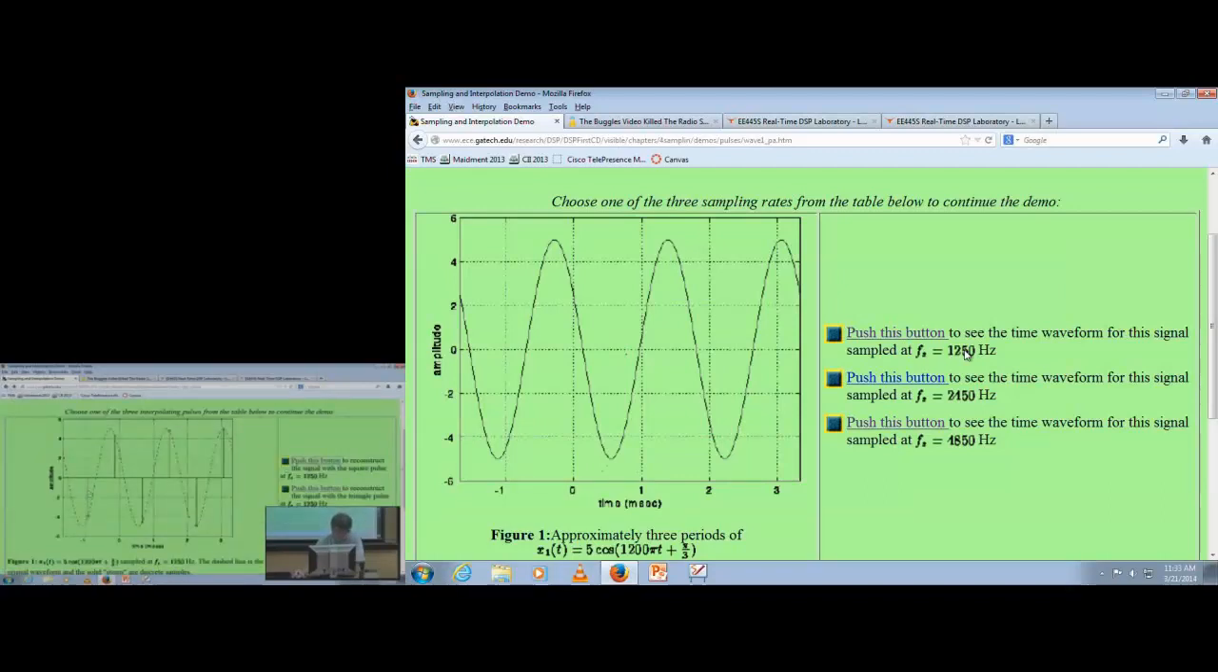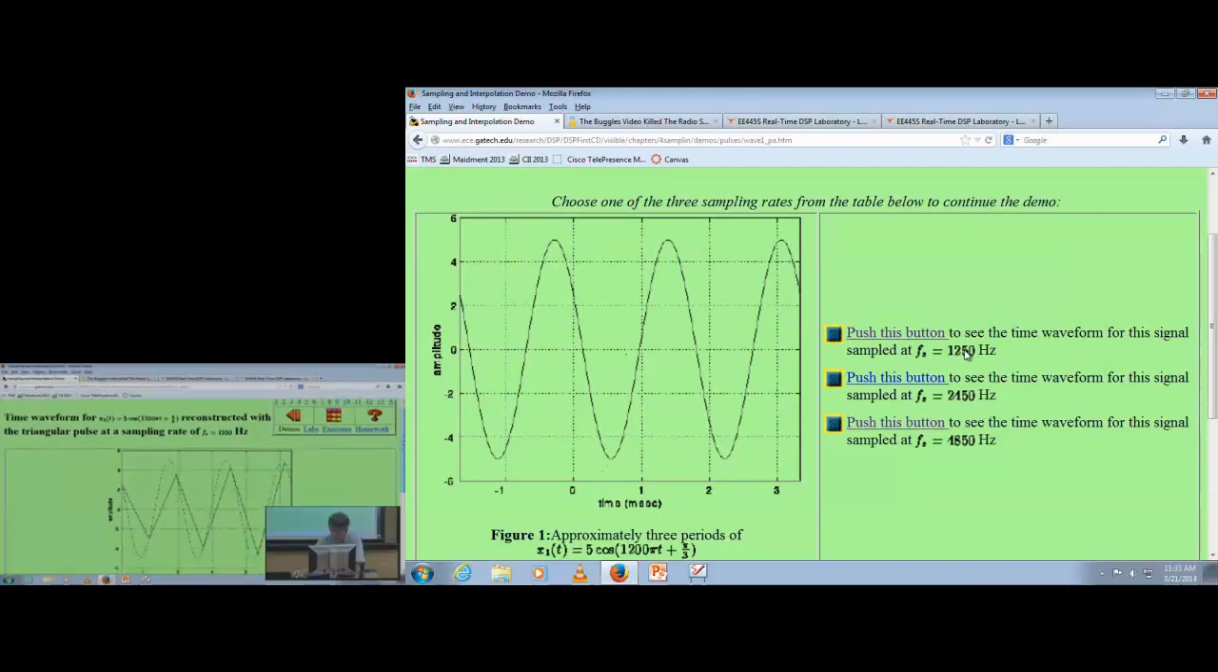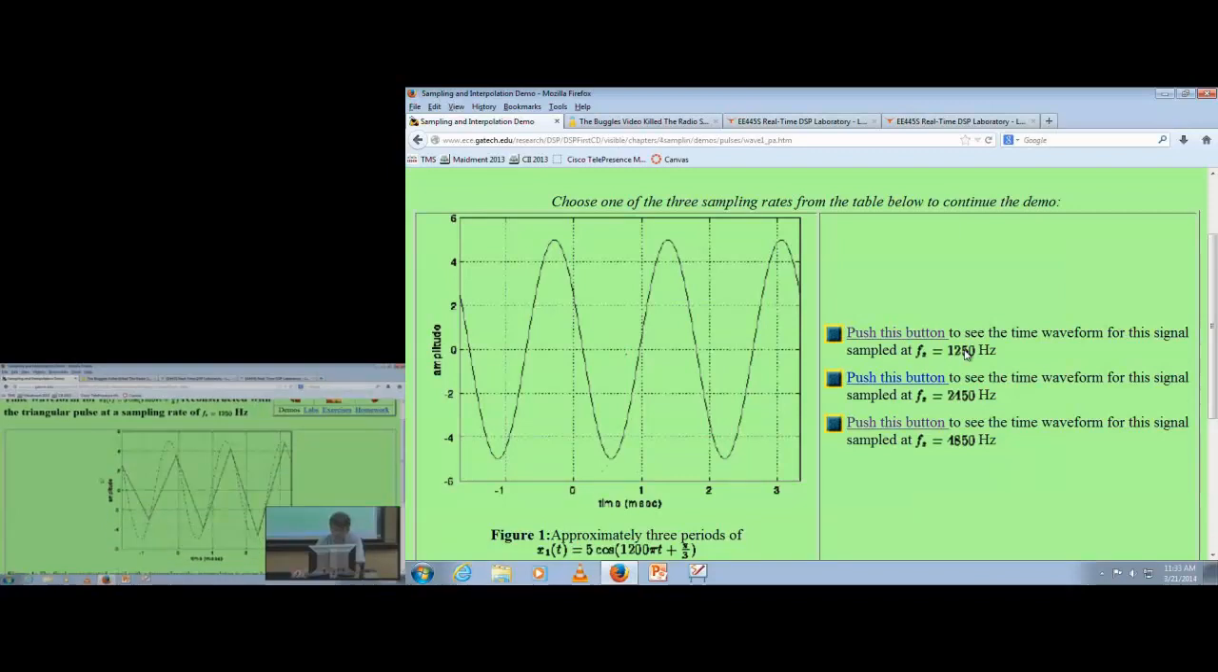Take the same samples, reconstruct with a triangular pulse, which is linear interpolation. So now I'm connecting the dots with the lines. Again, we've seen this before. It's a sawtooth approximation. Captures the zero crossings, at least in frequency, but not location. Doesn't look much like the original.